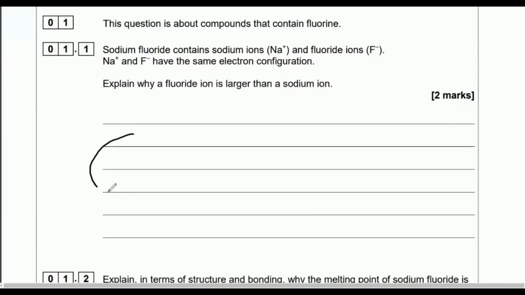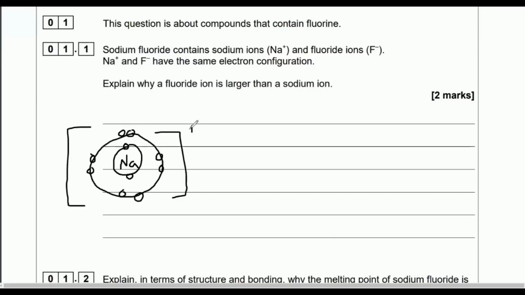So, question 1. This question's about compounds that contain fluorine. Sodium fluoride contains sodium ions, Na plus, and fluoride ions, F minus. Na plus and F minus have the same electronic configuration. Explain why a fluoride ion is larger than a sodium ion. So, why don't you pause the video, have a go, unpause, and check the answer.